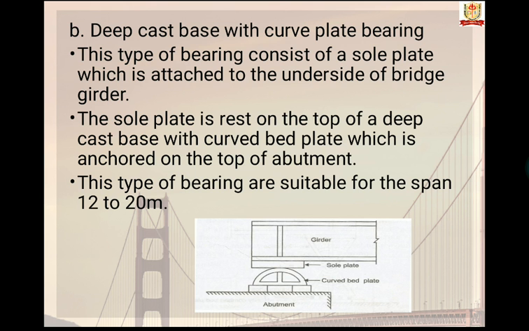The second type is the deep cast base with curved plate bearing. This type of bearing consists of the sole plate which is attached to the underside of the bridge girder. The sole plate rests on the top of the deep cast base with curved bed plate which is anchored on the top of the abutment. This type of bearing is suitable for spans of 12 to 20 meters.